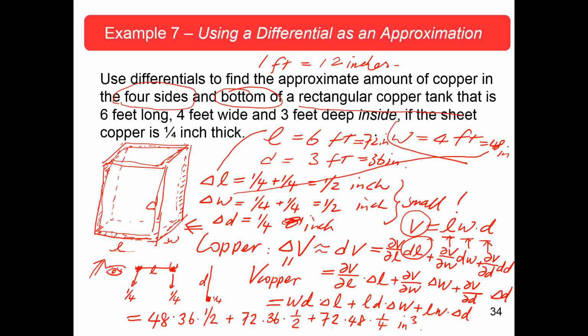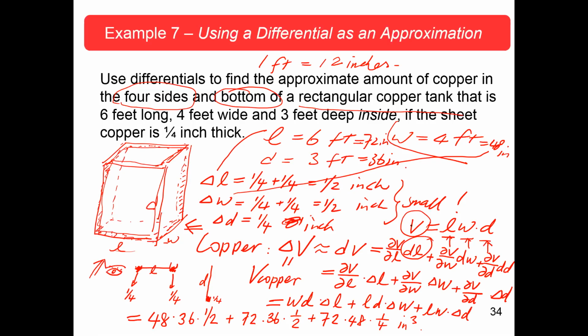And we can write down the length, width, and depth based on what is given and change them to the unit inches. And we look at the copper, which is 1/4 inches thick. So with the copper, it's going to increase your length by 2 sides. So 1/4 plus 1/4 is 1/2. It's also going to increase the width by the same amount, 1/4 plus 1/4 is 1/2. It's going to increase the total depth only by 1/4 in the bottom, right? 1/4 inch. So these are the increments of the length, width, and depth.